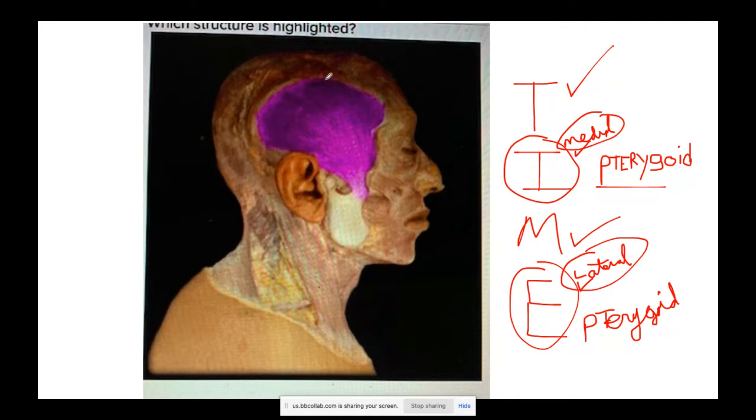So this one here that we can see is next to what bone? Well, this bone right here is the temporal bone. So this is the temporalis. Remember, muscles can be named by the bones that they are next to. So if there was a muscle here, it's the frontalis. And if there was a muscle back here, it is the occipitalis.